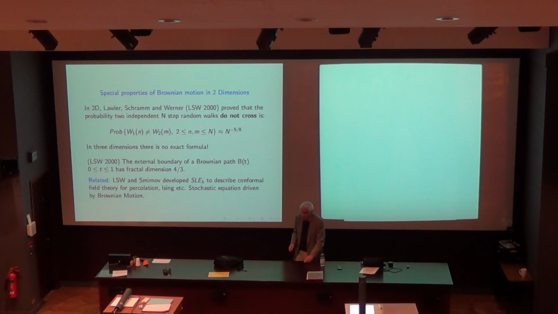Do you know for certain that in 3 dimensions there is no exact formula? Well, it's not known to me, and it's not known to anybody I know. So there may be one. If you want to compute the probability that these 2 paths don't cross, you could ask your computer to run around 2 random walks, and then try to figure out what the answer is.